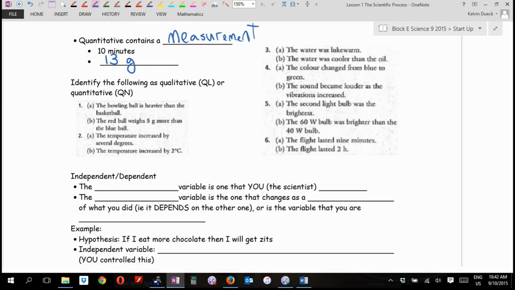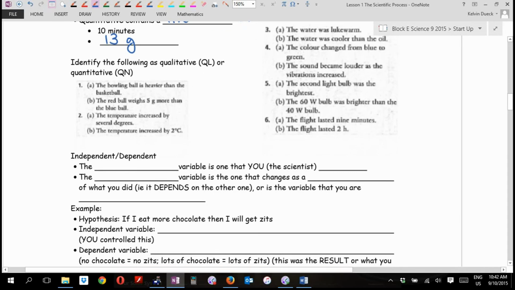The bowling ball is heavier than the basketball. Is that quantitative or qualitative? What you're really asking is, is there a number measurement in that statement? Do you see a number in that statement? Then it's qualitative, not quantitative. It's QL. The red ball weighs 5 grams more than the blue ball. That is quantitative.